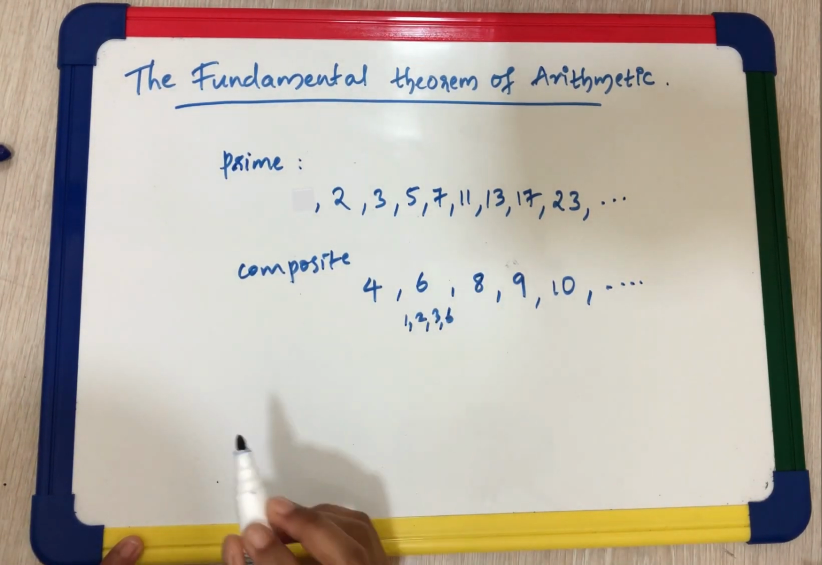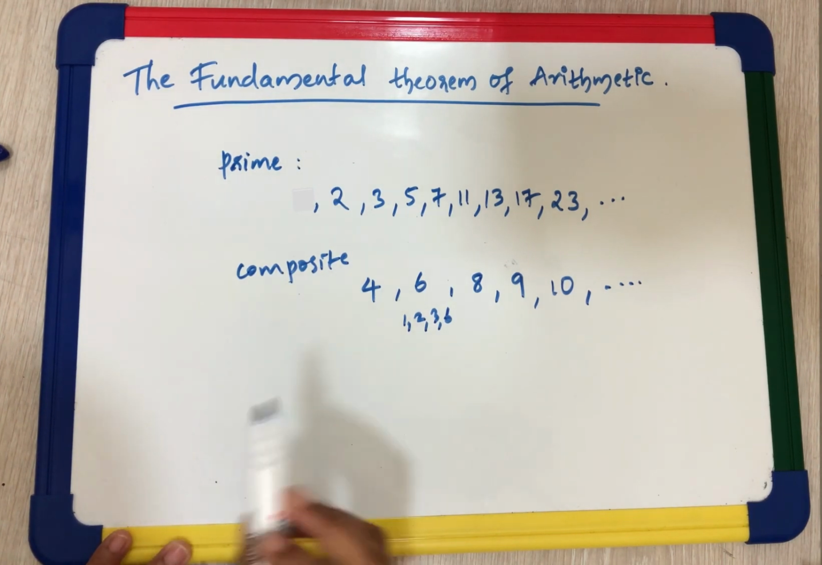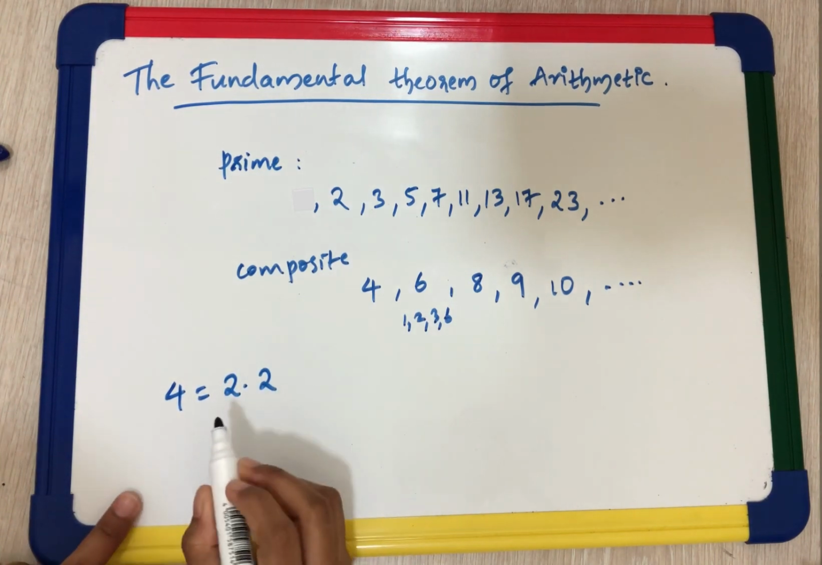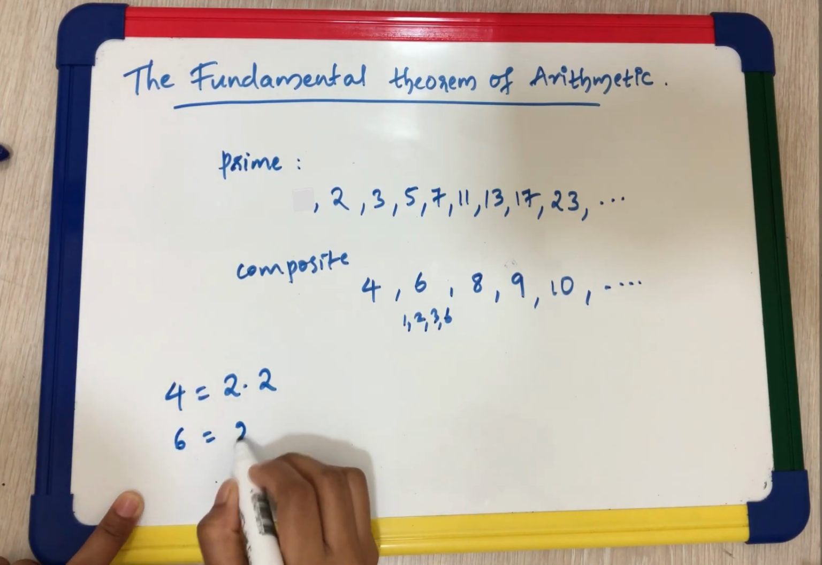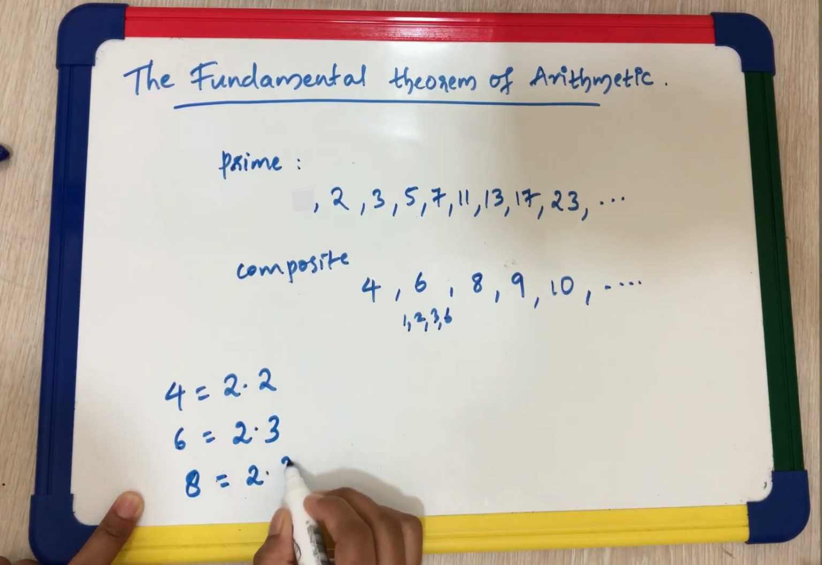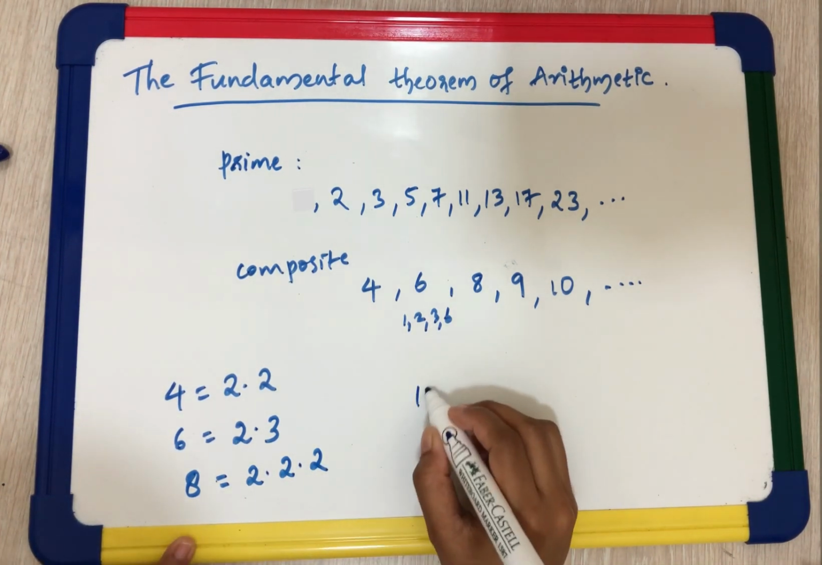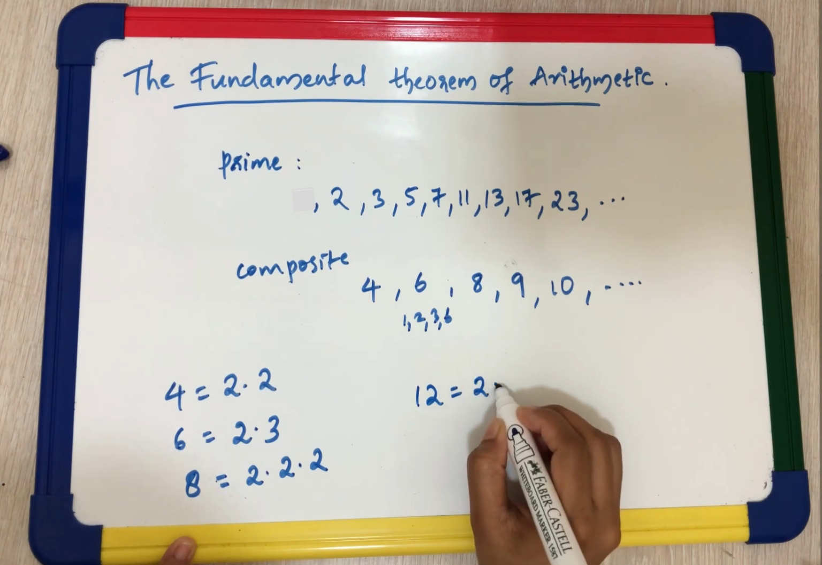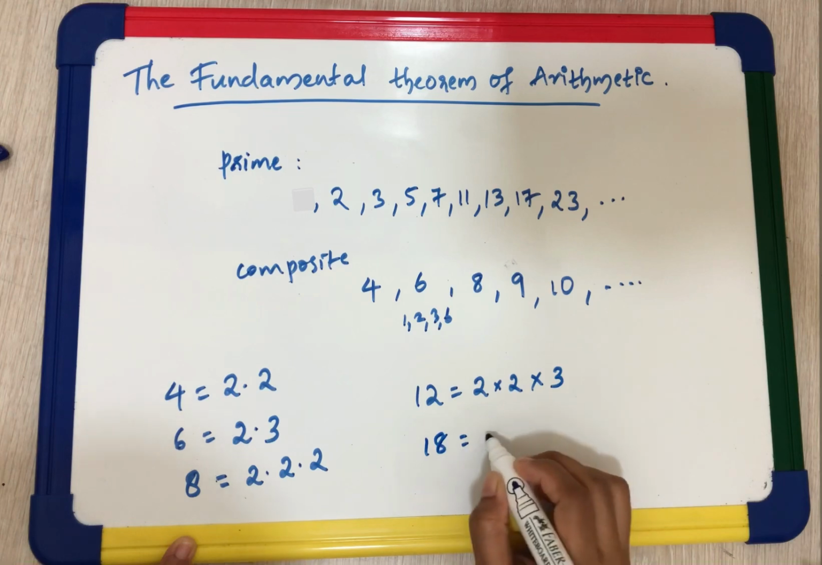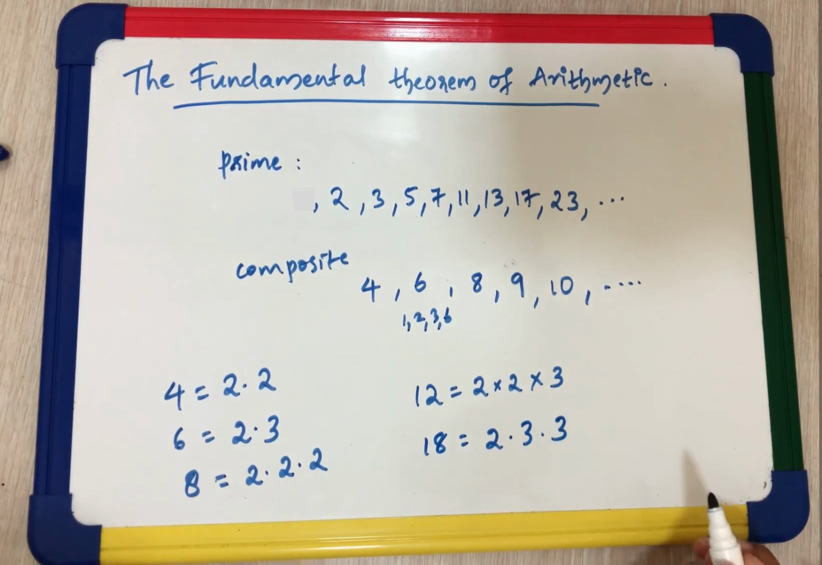The fundamental theorem of arithmetic says that every composite number can be expressed as a product of primes. Say 4 is equal to 2 into 2. 6 is equal to 2 into 3. 8 can be written as 2 into 2 into 2, the prime factorization. Take 12 is equal to 2 into 2 into 3. Take 18 is equal to 2 into 3 into 3.